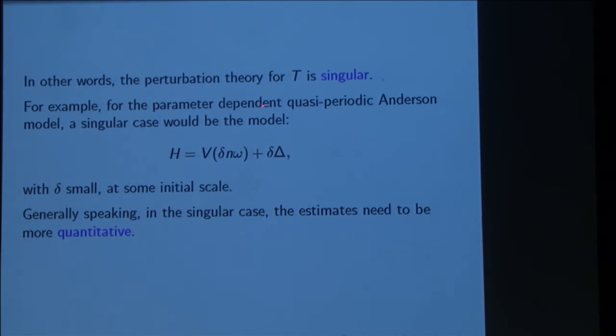Okay? For example, for the parameter-dependent quasi-periodic Anderson, a singular case would be this. You have a delta in front of the coupling discrete Laplacian, and then you have a delta in front of omega. So this would be an example of a singular case. This is what we have to deal with at some initial scale. That's what I mean. So that is fairly different.